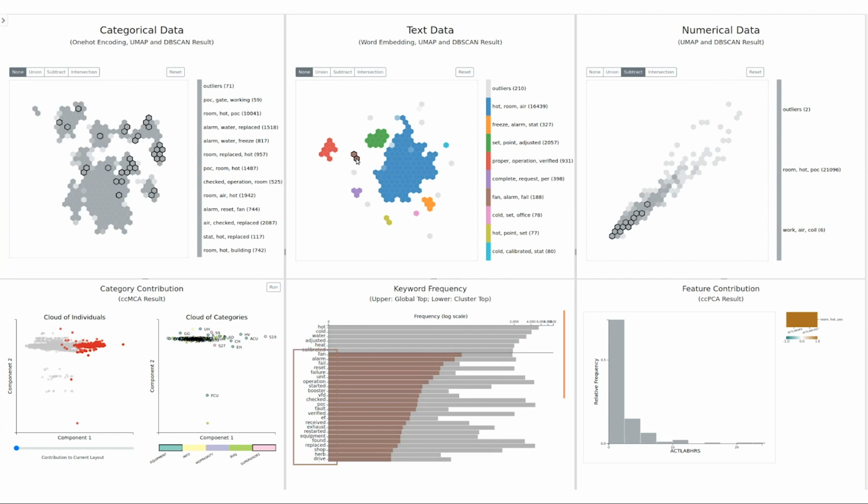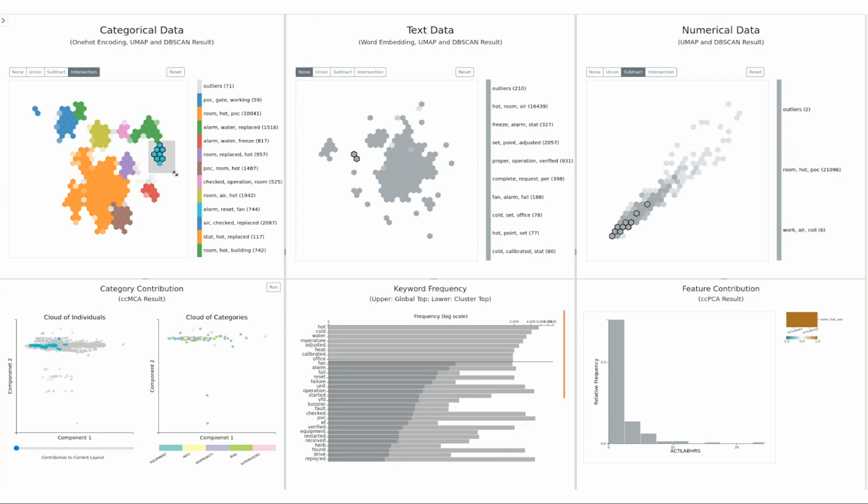The top keywords in this cluster include fan, alarm, fail, reset, repair, which are significantly different from those in the rest of the dataset. This cluster overlaps with all clusters in the categorical view that have fan, alarm, fail as one of their main tags. The highest overlap is with the cyan cluster tagged with alarm, reset, fan. We can use Boolean operators to separate the intersection between these two clusters.